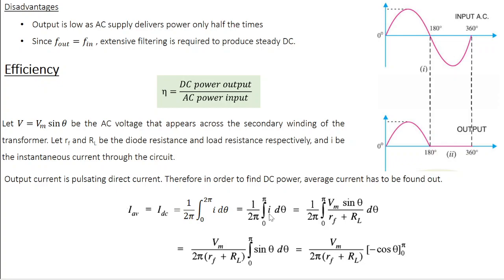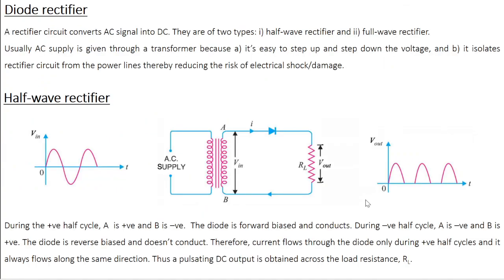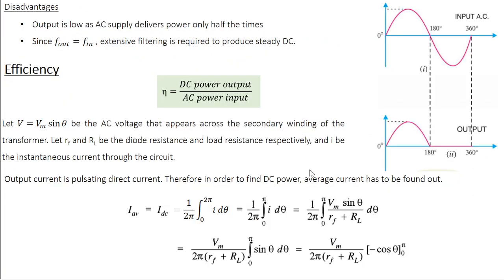Now, current is nothing but voltage divided by resistance. Voltage is Vm sin theta. Resistance is a sum of resistance of the diode and the load resistance. So this is going to be Rf plus Rl. So Vm, Rf, Rl, all these are constants. You can take it outside the integral.